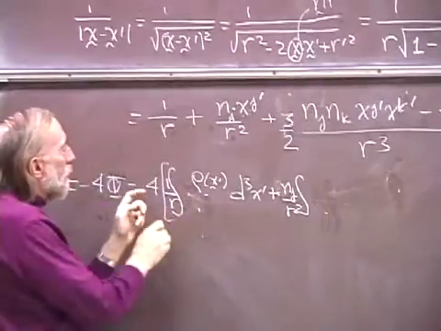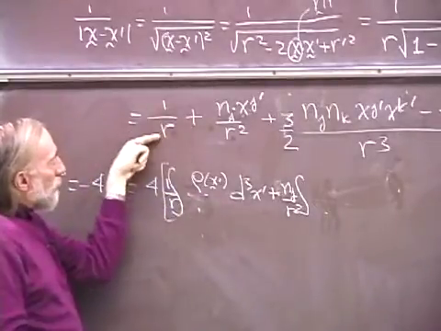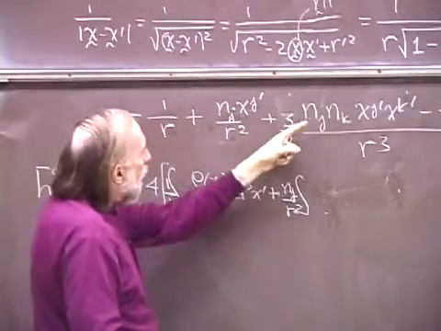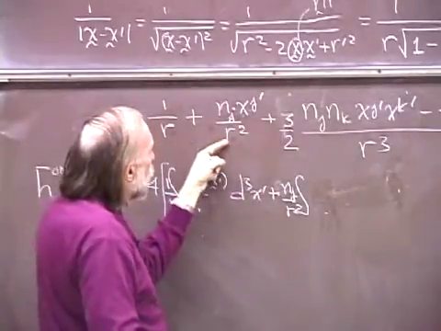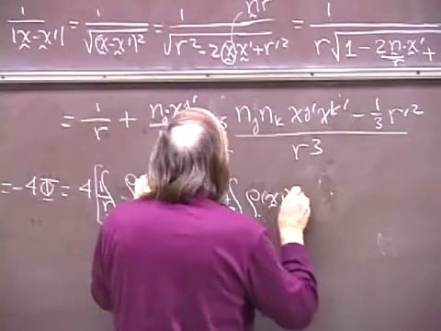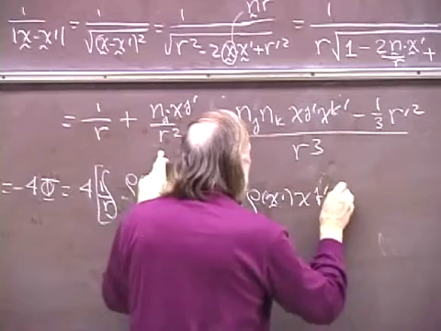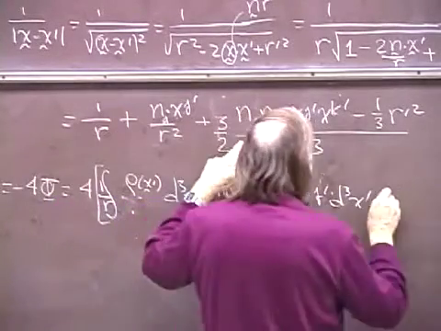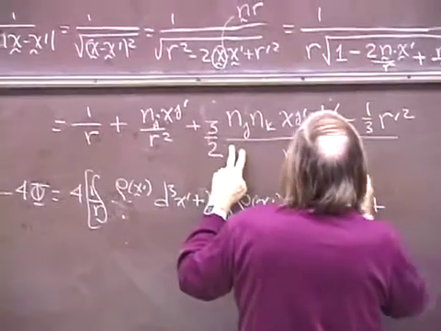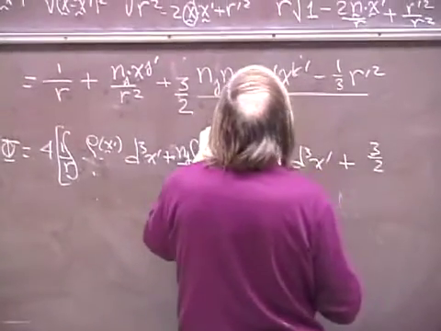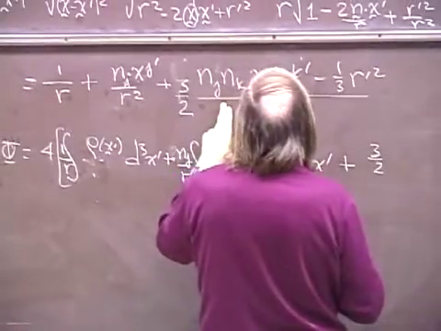Okay. So the first term, the 1 over r is out in front, and I just have an integral of the mass density. The second term, I've pulled out the n_j over r squared and put it out in front. And I have rho at x prime, x_j prime, d3x prime. In the third term, I'm going to pull out 3/2. How do I want to do this?